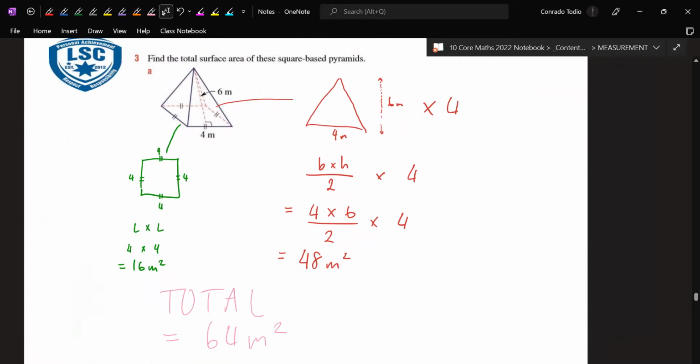All right, any questions with this so far? So it's pretty straightforward. Square base, most square base pyramids, you're just going to have a square and then 4 triangles that are the same.